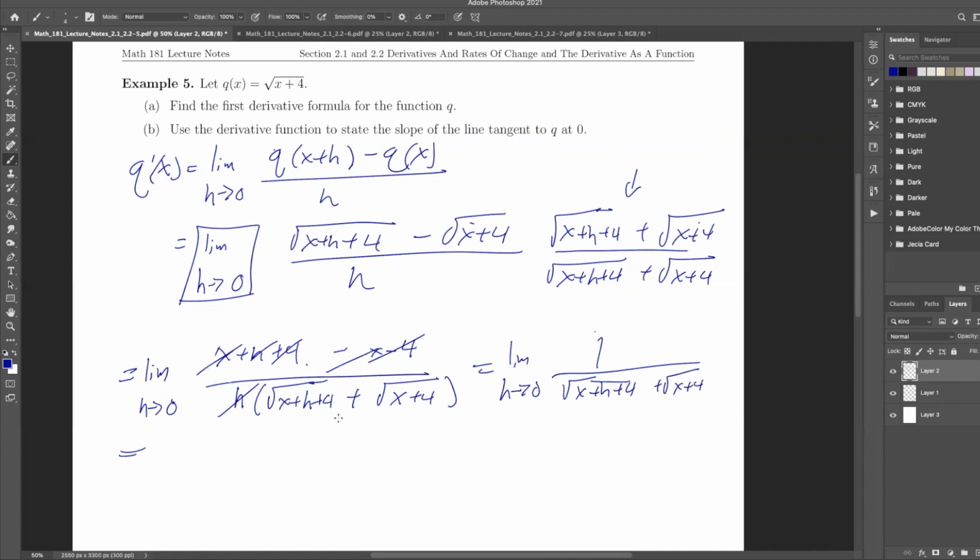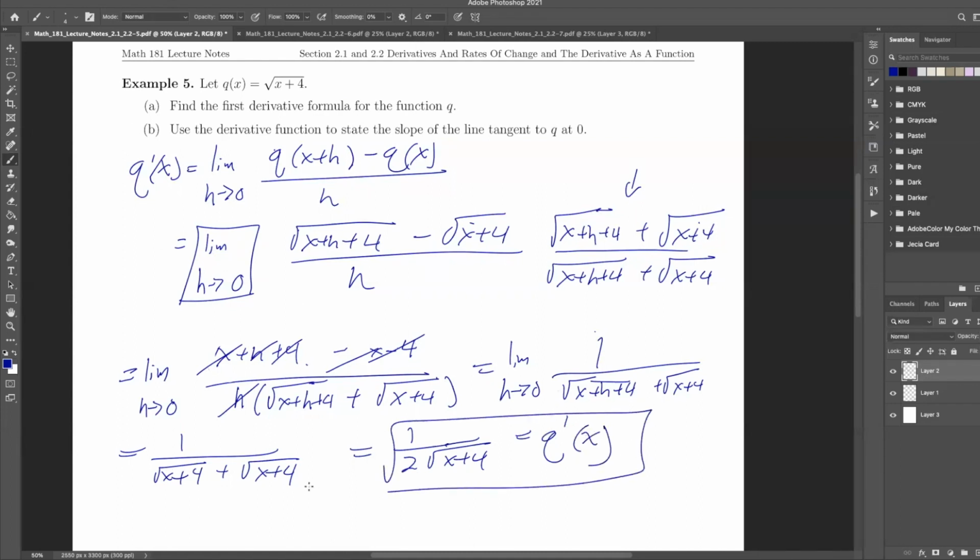Here I'm going to take the limit, and I can just plug it in safely, right? If I plug in here, does anything go wrong? No, right? And so here I have 1 over the square root of x plus 4 plus the square root of x plus 4. So here I've actually taken the limit. That's equal to 1 over 2 times the square root of x plus 4. Okay, and that's our answer. So here is our derivative function.